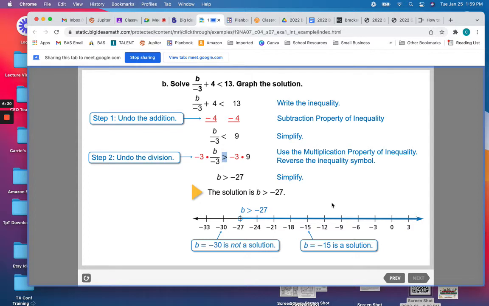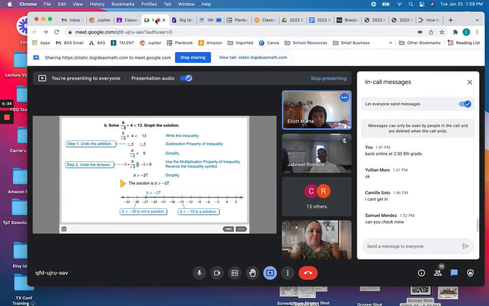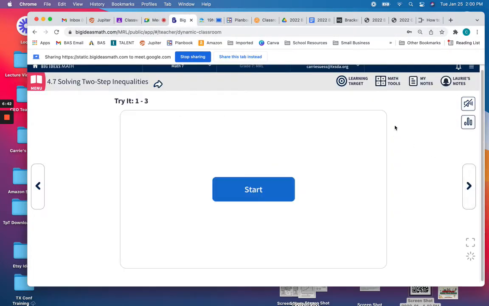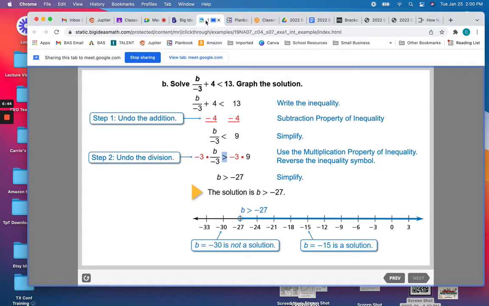Wait, can you leave that on, please? Yeah, I'll leave it up. Make sure you're writing it down in your journals. Any questions on how we did it? No. Go ahead and start on your try-its 1 through 3.